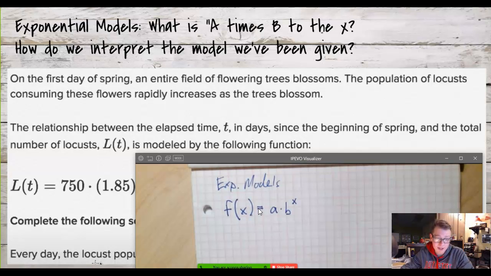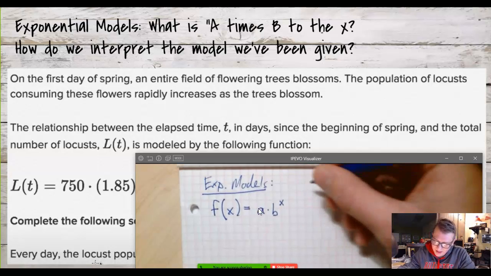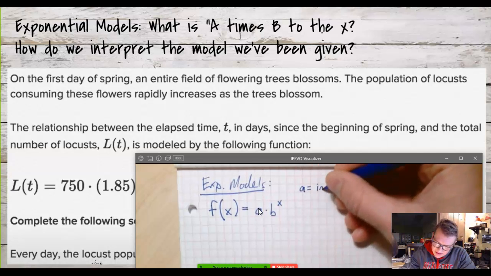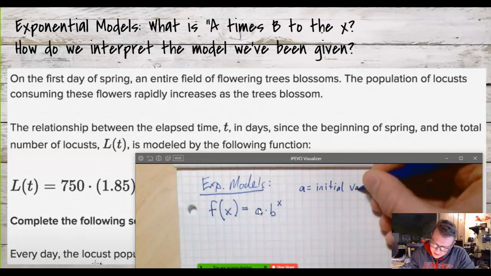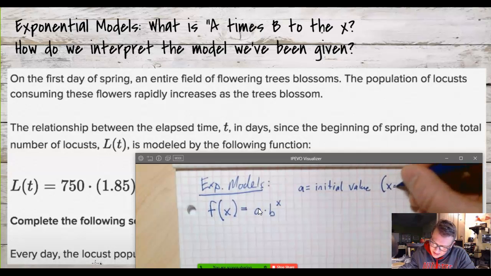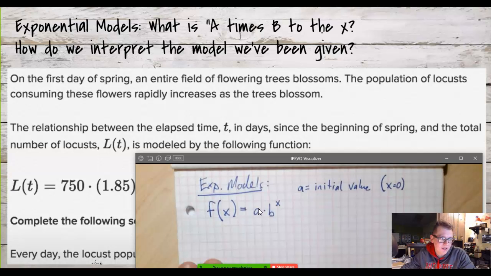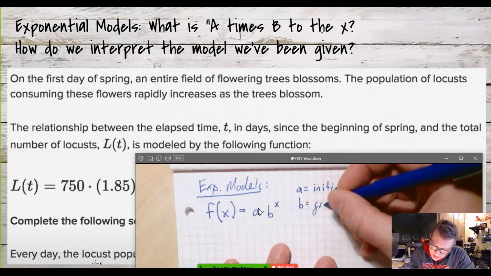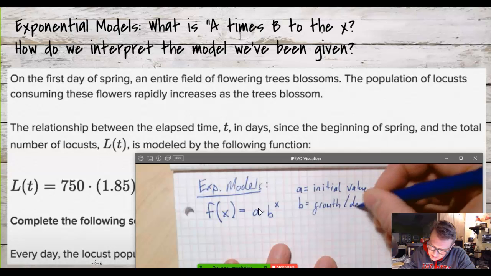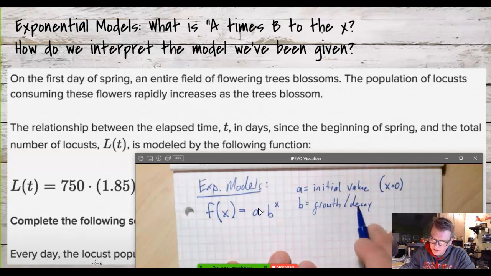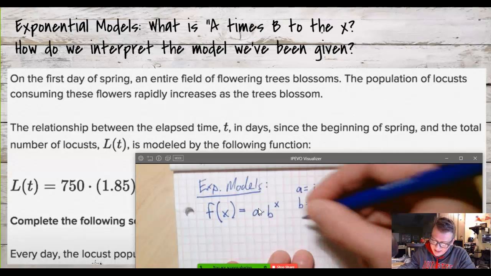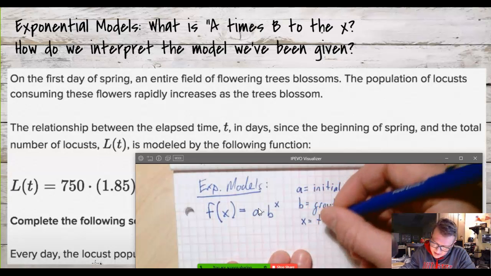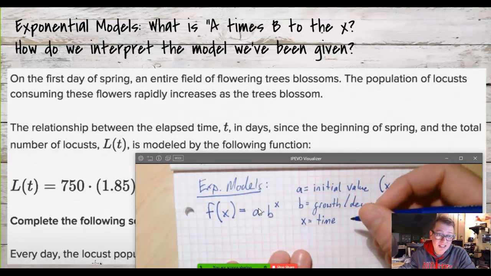Now, I think we talked about this previously, but now we actually care about it, where a is the initial value. So really, A is the value when x is 0. B is our growth or decay factor. Growth if it's over 1, decay if it's less than 1. And x is time, but it's time based on the problem. So it might be seconds or minutes or days or weeks or months.